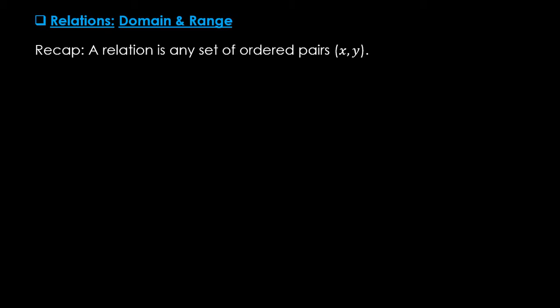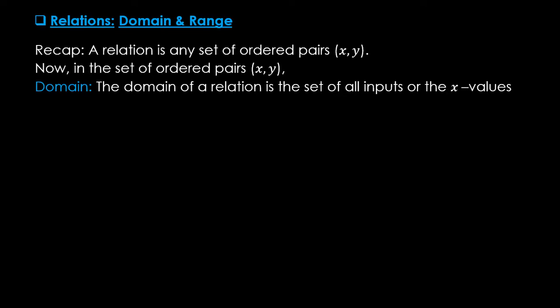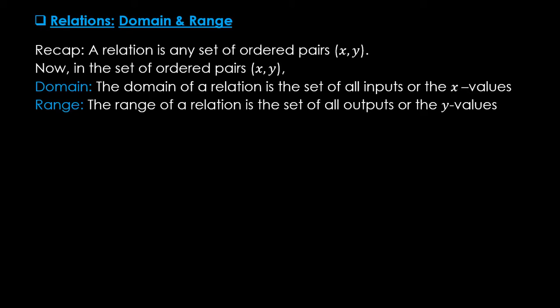A relation is any set of ordered pairs x and y. Now in the set of ordered pairs x, y, what is domain and range? The domain of a relation is the set of all inputs or the x values, whereas the range of a relation is the set of all outputs or the y values.